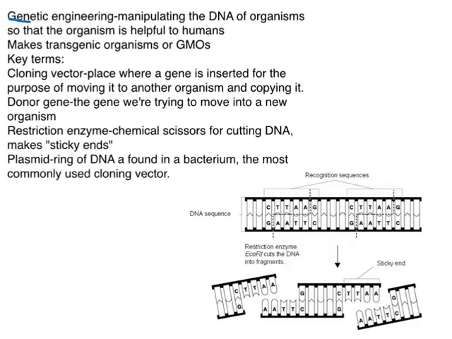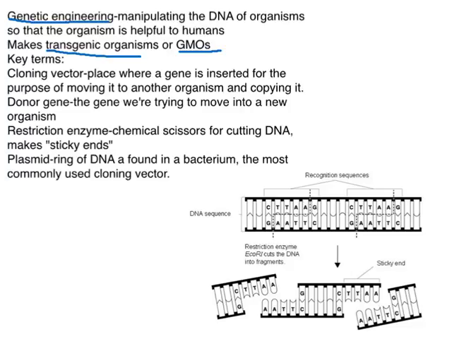Genetic engineering is all about not only manipulating the DNA of organisms so that the organism is helpful. It's about actually inserting new genes into organisms or transferring genes from one organism to another. This is going to make something called a transgenic organism, and you know transgenic organisms as GMOs. Transgenic means the organism's genome has been altered, and GMO stands for genetically modified organism.